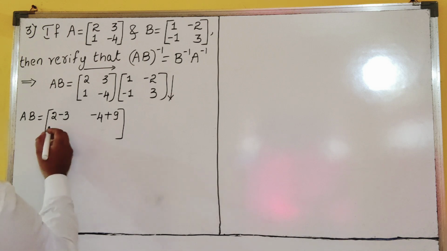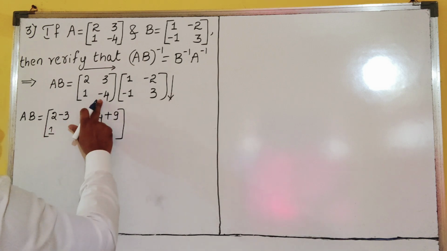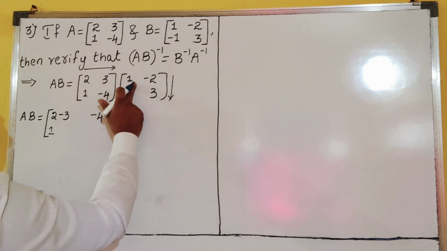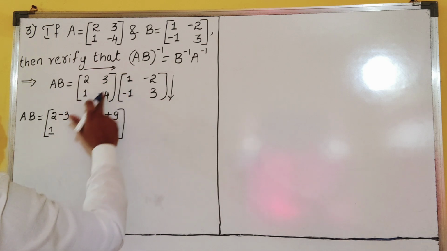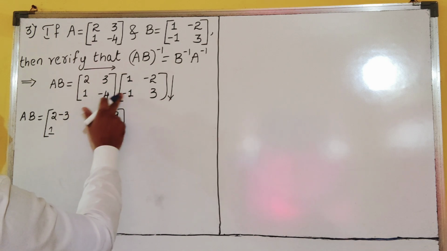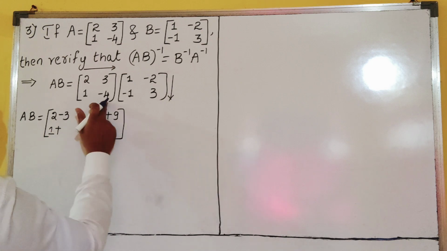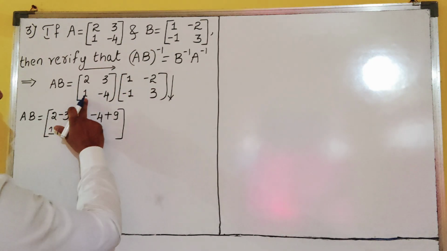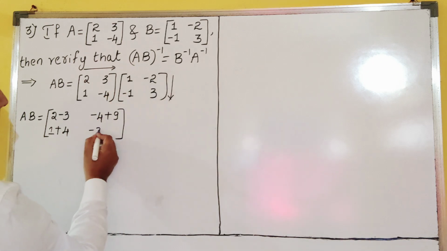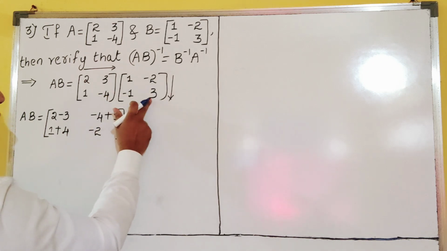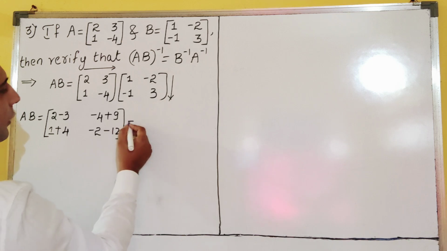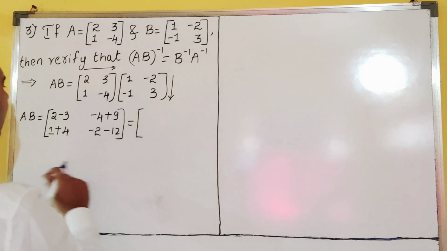1 into 1, that is 1. Minus into minus, second element to second. See here, first element to first element we have multiplied. Second to second, minus into minus, plus 4, that is 4. So now second row, second column. 1 into minus 2, minus 2. Minus into plus is minus, 4 3s are 12. So how much you will get? You see dear students, this one.